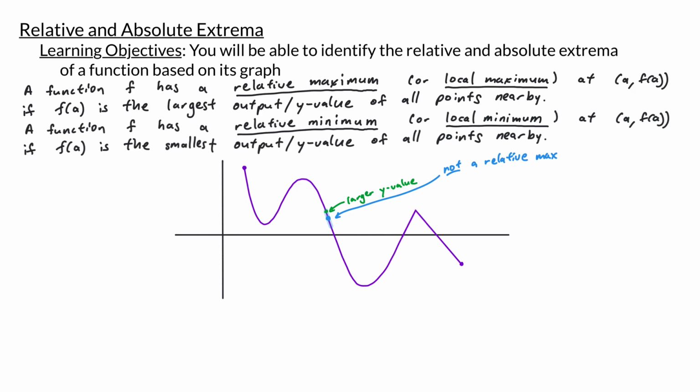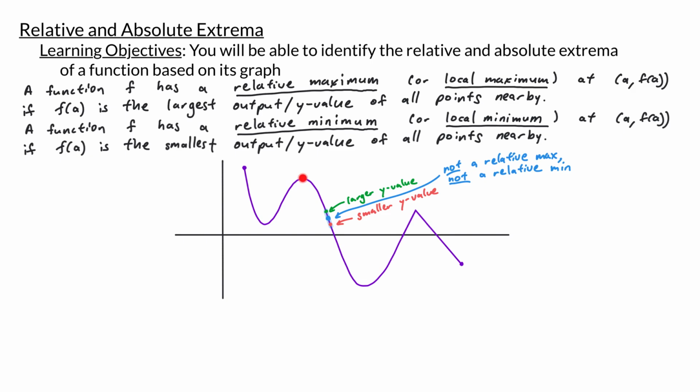Now we can also ask, is that blue point a relative minimum or local minimum? In order to determine that, again, we need to look at nearby points and see if it has the smallest y value. So looking at our highlighted region here, does my blue point have the smallest y value? The answer here would be no, because this point in red that's in my highlighted region has a smaller y value. So it turns out that my blue point is not a relative minimum either. Let's now consider a different point.